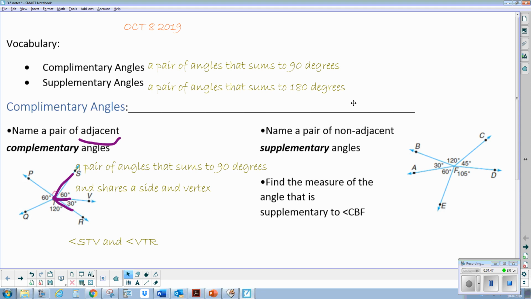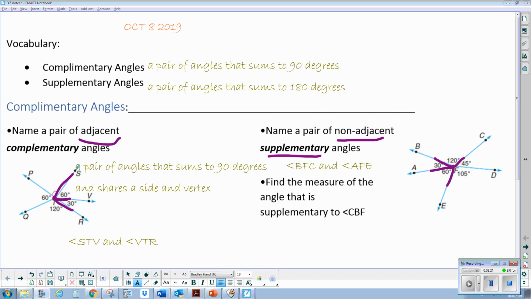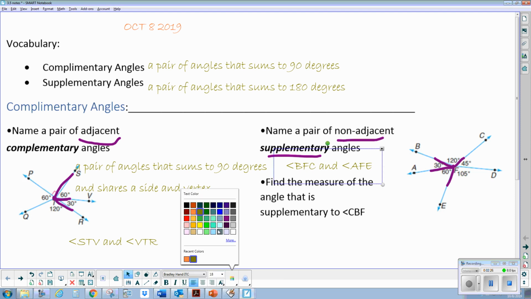Now in our next example, we're naming a pair of non-adjacent supplementary angles. All of the angles are at this vertex, so they share a vertex, but we're looking for a pair of angles that does not share a side, and the two angles have to add up to 180 degrees. Here's one angle, 120 degrees, and here's a 60-degree angle. Together they equal 180 degrees, and they don't share a side, so they're non-adjacent. So angle BFC and angle AFE are non-adjacent supplementary angles.